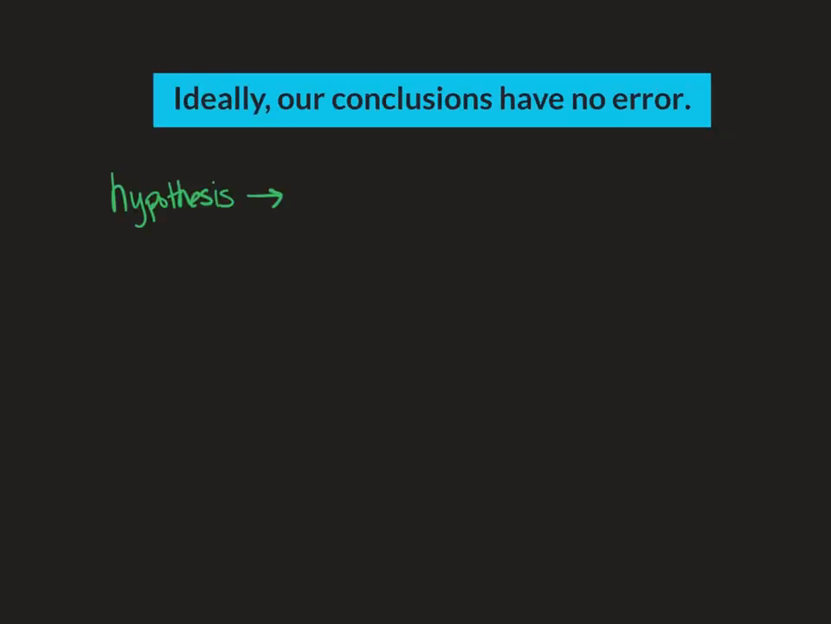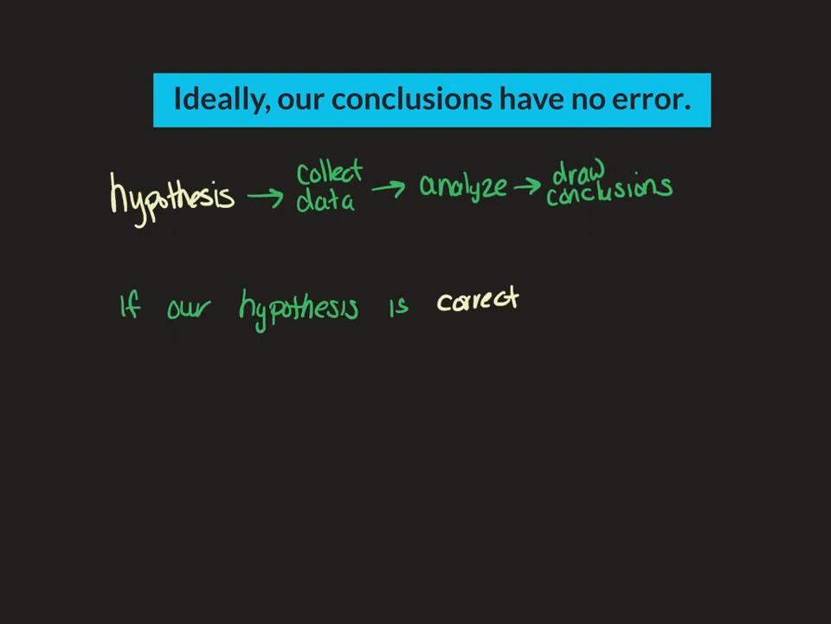Once we have generated our hypothesis and collected our data, we then assess our evidence and draw a conclusion about our hypothesis. Ideally, our conclusions will have no error. If I hypothesize that something is true, and in actuality it is true, then I'm hoping to find that. If I hypothesize that something is true, and in fact it is not true, then I'm hoping my evidence will show me that it is not true. In these two scenarios, I would have no error.